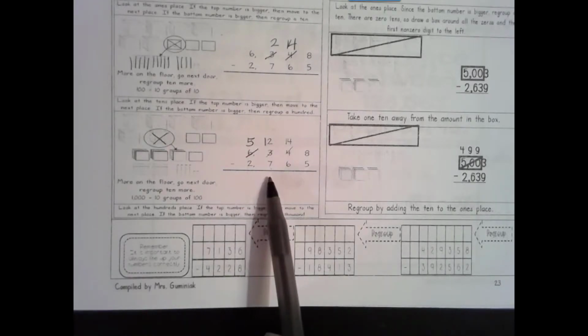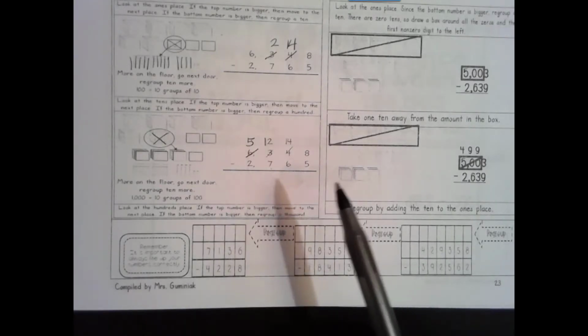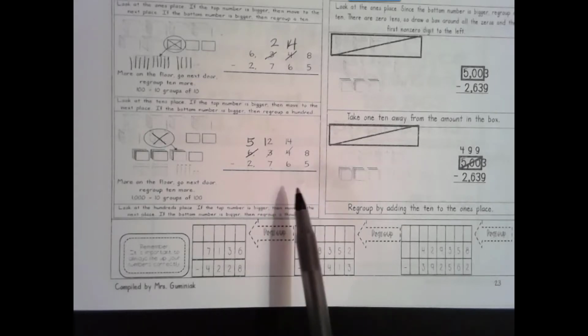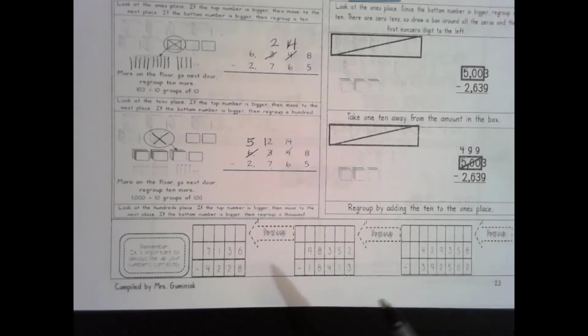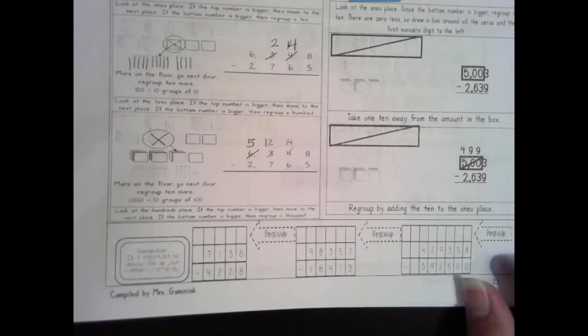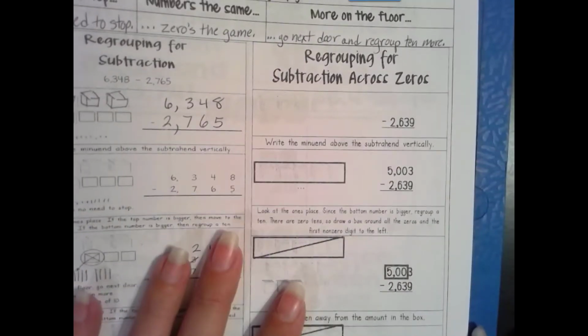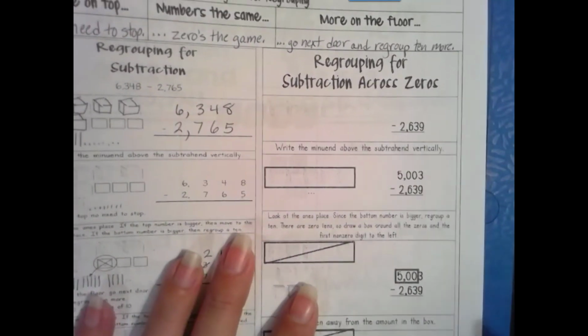And that's all we're going to do there. We have more on top, no need to stop. We've got a regrouping. The next step would be to subtract, but we're not even worried about that. We just want to focus on regrouping today. Now we're going to look at regrouping for subtraction across zeros, because this can be a little tricky for some.